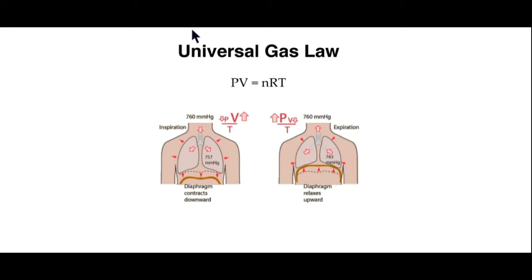The bottom is showing you what it would look like during inspiration, which for the pulmonary unit is going to be inhaling, okay? Inspiration is how you refer to breathing in, expiration is breathing out. So on the left we have the diaphragm contracting. When the diaphragm contracts, what happens? It increases the volume of the thoracic cavity. When you increase the volume of the thoracic cavity, the pressure is going to go down, okay? That creates a pressure gradient for air to enter the lungs.